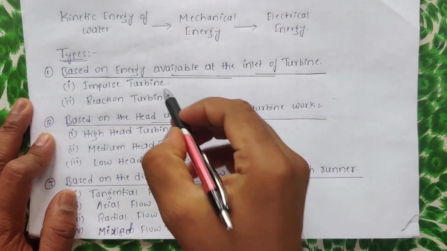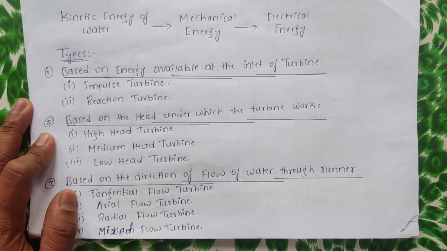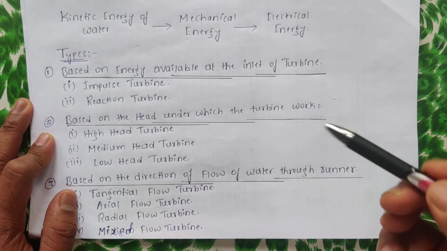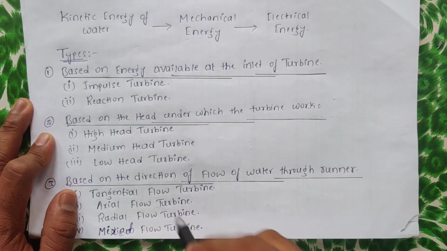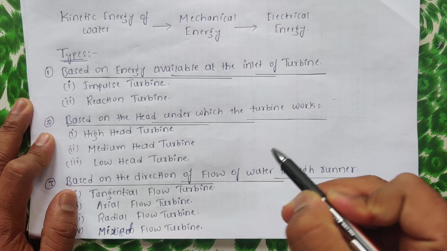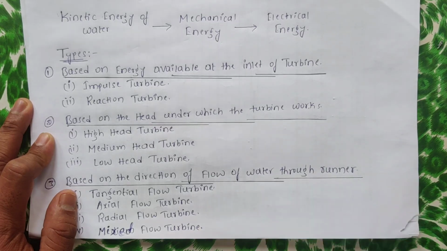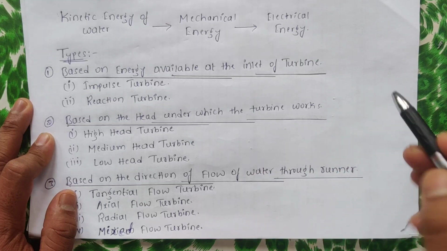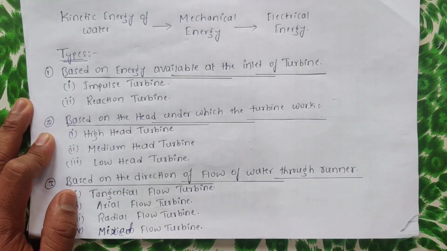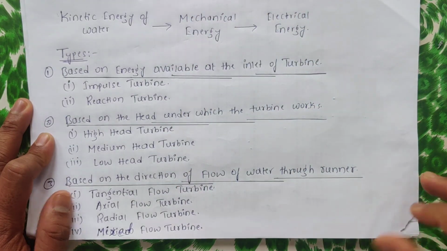And the next is the reaction turbine. What do you mean by this? For example, if I slap you, you will slap me back. So that reaction from you is responsible. That means both the impulse force exerted by me as well as the reaction from you are responsible for the rotation of the turbine. I'll explain that while explaining the turbine. So that is what a reaction turbine is. This is based on the first category.